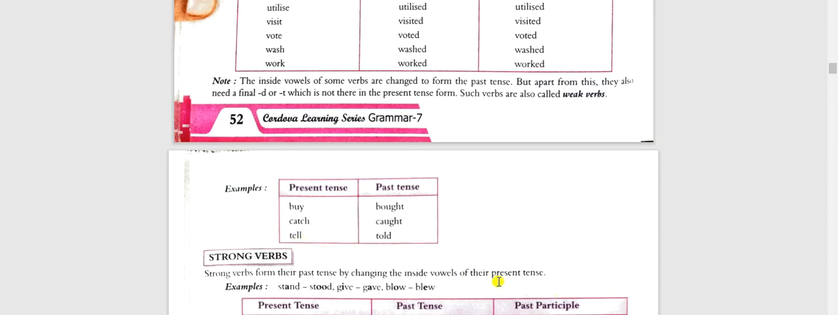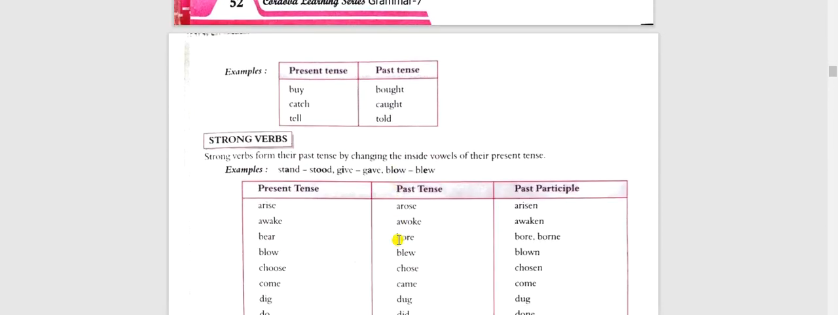So now we have seen that when U comes in between of the spelling, and the moment its form is changed, a T is there in the end of the past tense of this verb form. So again it is a weak verb, right? And then tell also, catch also, caught, T, T, D, right? So hope you understood.